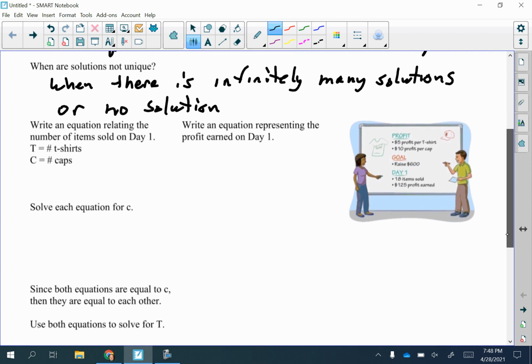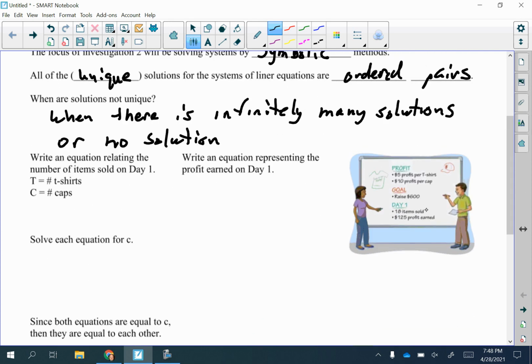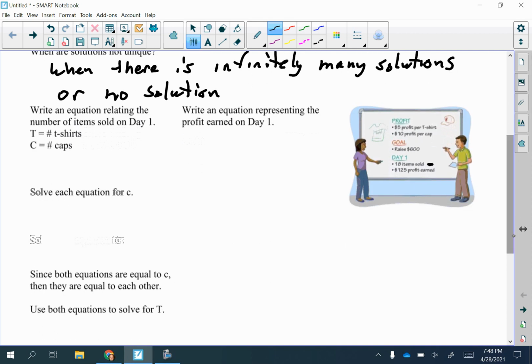So it says write an equation relating the total number of items sold on day one, and they're talking about caps and t-shirts. Well, if you look at the picture right here, there's your total number of items sold, right? So we got caps and we got t-shirts. So the total number of t-shirts plus the total number of caps is 18. That's how many items were sold. Okay.